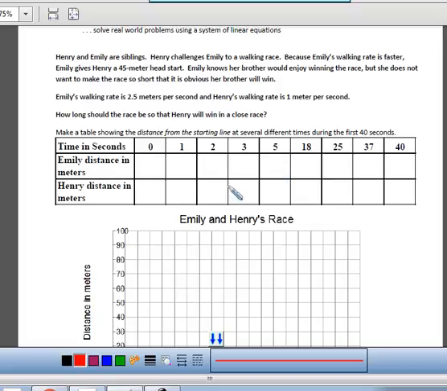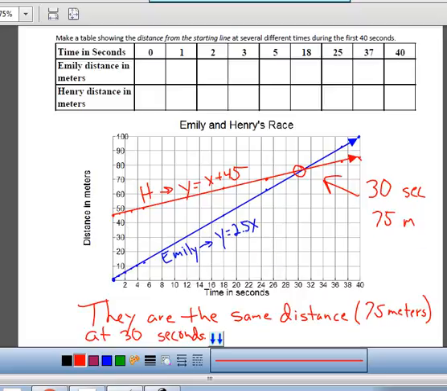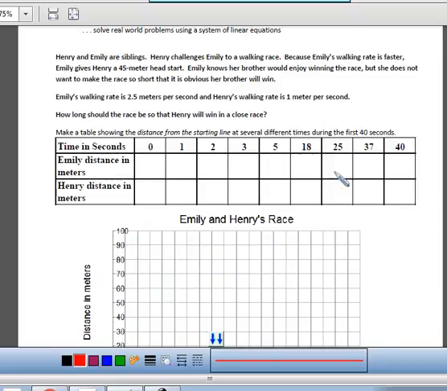If we were to say more than 30 seconds, well, if you notice your graph, if we go more than 30 seconds, then all of a sudden Emily is ahead. So what we need is just before 30 seconds. So, how long should the race be so that Henry will win a close race?